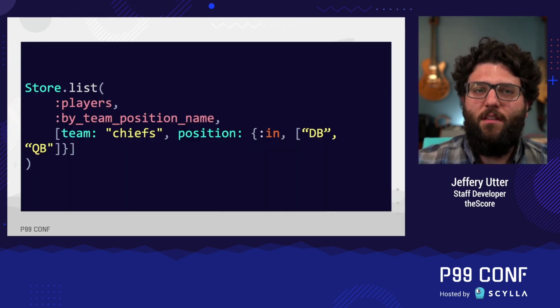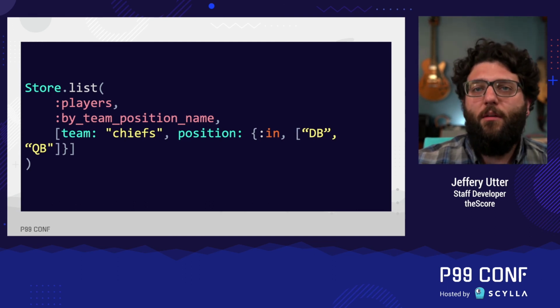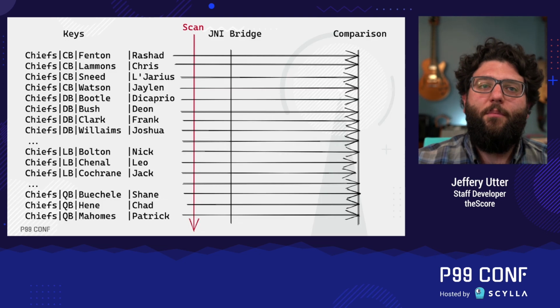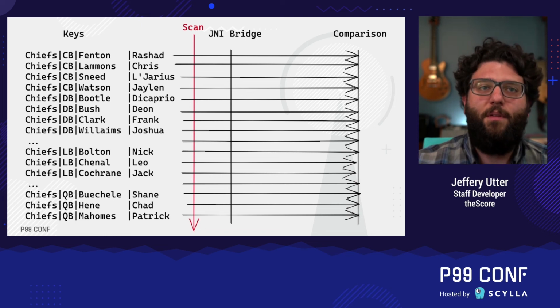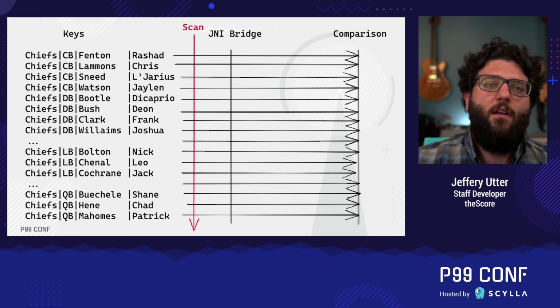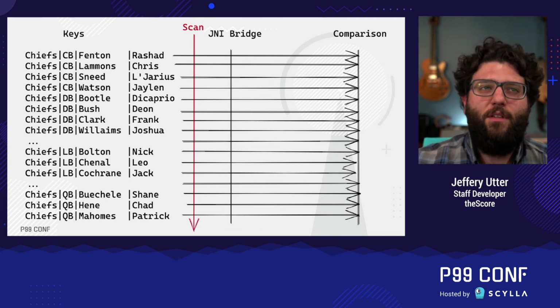So this isn't necessarily the query from those metrics, but you could imagine a query like this. You have the player collection, and you're pulling out all the members of the Chiefs by their position, and you only want the defensive backs and the quarterbacks. So the keys in our index look like this. The pipes are just to delineate the sections.